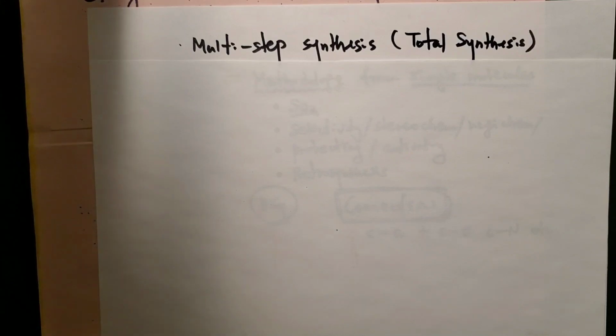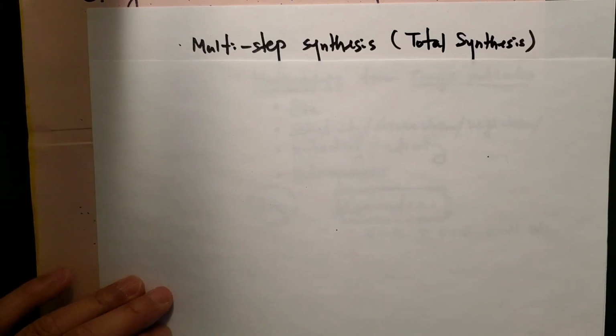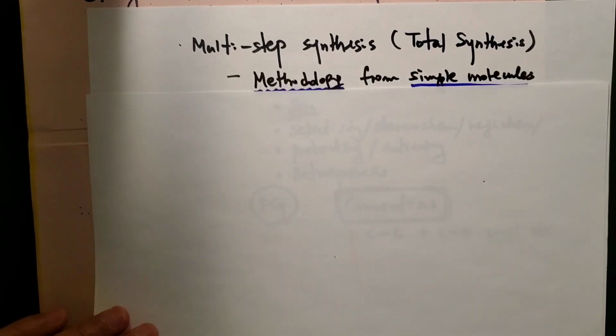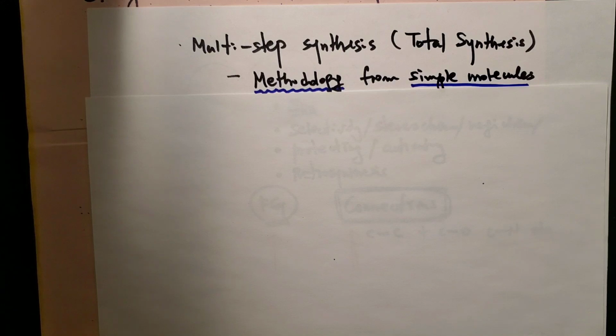Okay, now we are ready to move on to the multi-step synthesis. Sometimes it's called the total synthesis because we are using all kinds of known simple reactions to come up with a big molecule with so many details in structure. So I think I mentioned it last time, you need to study simple reactions first. Those simple reactions with the simple molecules are tools for us to do multi-step synthesis.